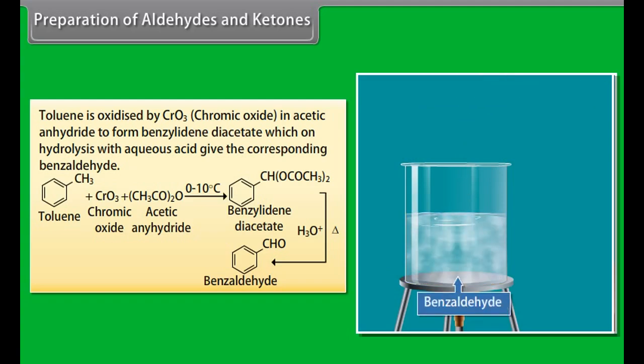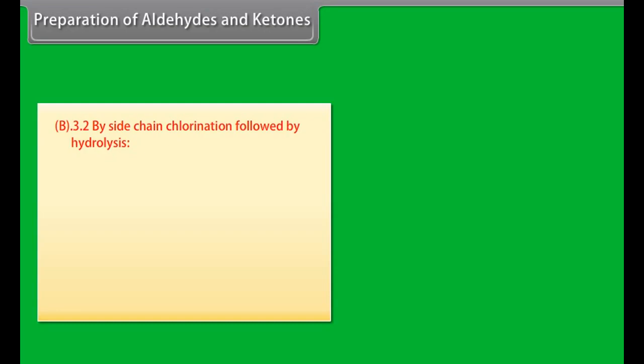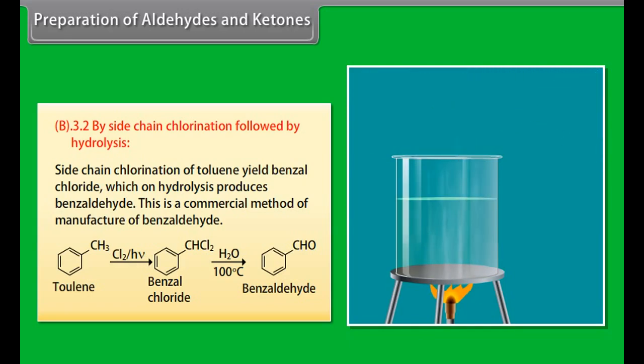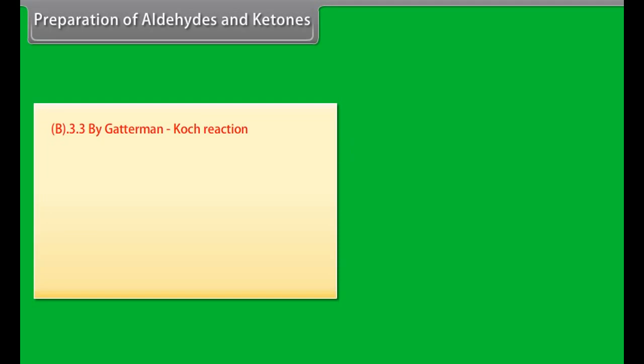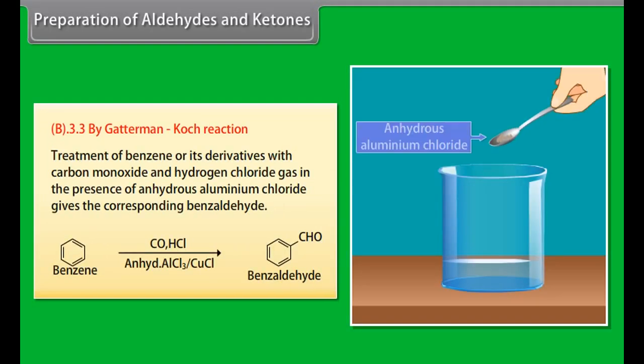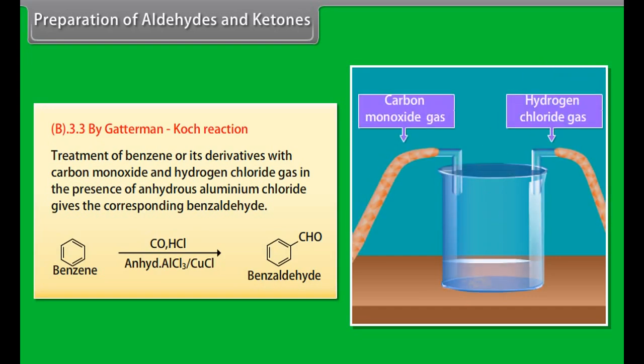Preparation of aldehydes and ketones by side chain chlorination followed by hydrolysis. Side chain chlorination of toluene yields benzyl chloride, which on hydrolysis produces benzaldehyde. This is a commercial method of manufacture of benzaldehyde. By Gattermann-Koch reaction: treatment of benzene or its derivatives with carbon monoxide and hydrogen chloride gas in the presence of anhydrous aluminium chloride gives the corresponding benzaldehyde.